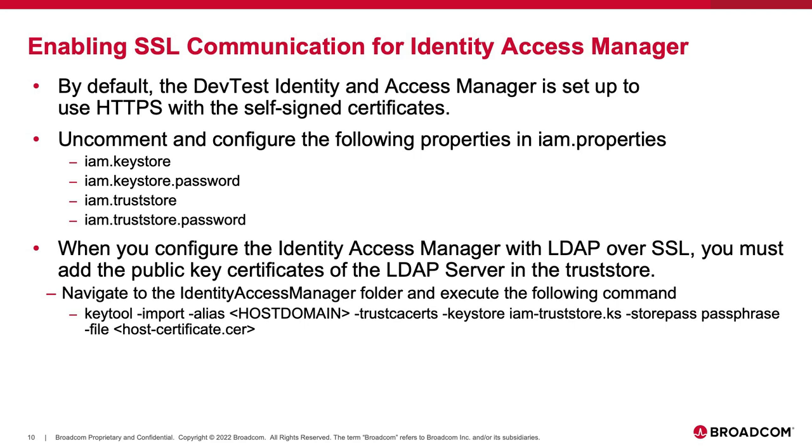Now, when using SSL between components of service virtualization, such as the Identity Access Manager, Enterprise Dashboard, Portal, and all the other components, there are several steps that need to be followed. For Identity Access Manager, by default, they will also be using the self-signed certificate. To use your own certificate, you will have to go into the IAM properties in the home directory for the Identity Access Manager and uncomment the following values.